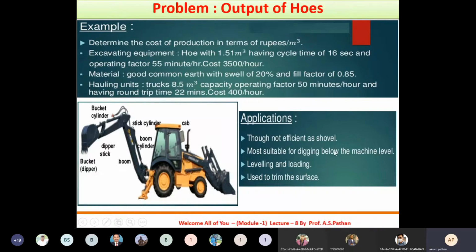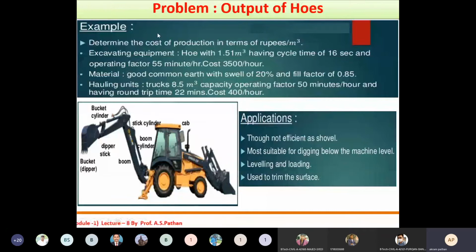So the application of this particular equipment is most suitable for digging below the machine level and for leveling and loading and to trim the surfaces. If you want to dig with the help of this bucket, then you can excavate the material, or you can make trenches for footing or column, etc., and even for pipeline. And if you want to trim the surfaces, level the surfaces, then with the help of a flat bucket you can do those operations.